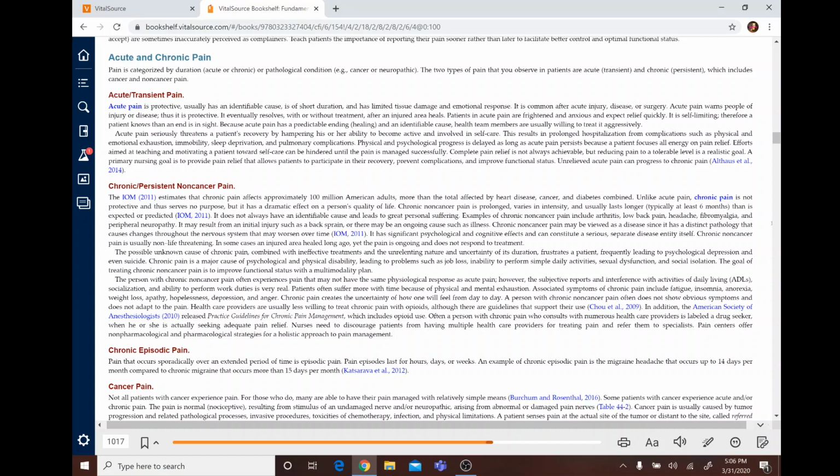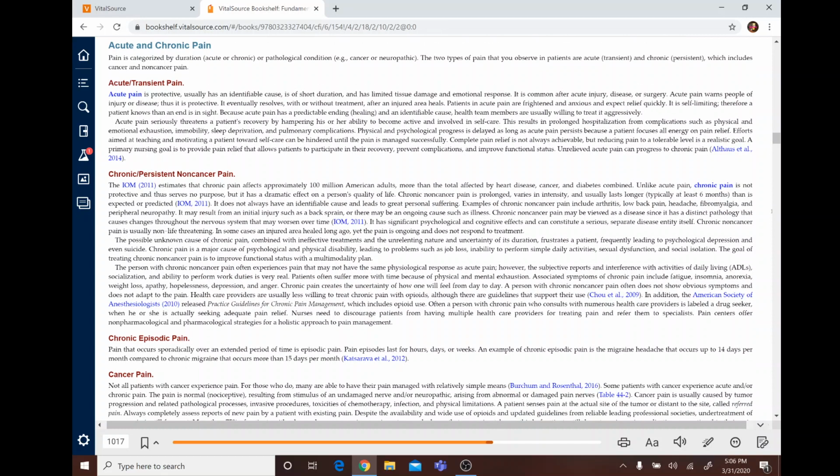Acute pain seriously threatens a patient's recovery by hampering his or her ability to become active and involved in self-care. It results in prolonged hospitalizations from complications such as physical and emotional exhaustion, immobility, sleep deprivation, and pulmonary complications. Physical and psychological progress is delayed as long as acute pain persists because a patient focuses all energy on pain relief. Efforts aimed at teaching and motivating the patient towards self-care can be hindered until the pain is managed successfully. Complete pain relief is not always achievable, but reducing pain to a tolerable level is a realistic goal. The primary nursing goal is to provide pain relief that allows patients to participate in recovery, prevent complications, and improve functional status. Unrelieved pain can progress to chronic pain.